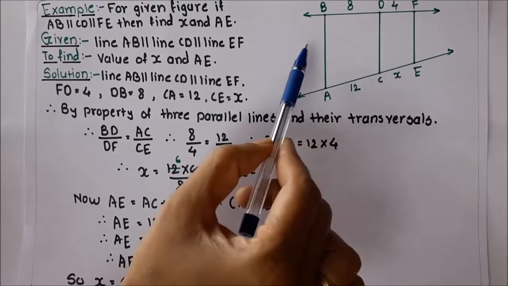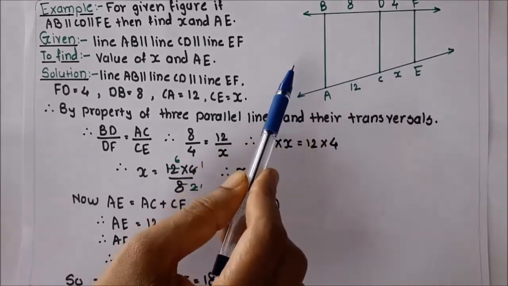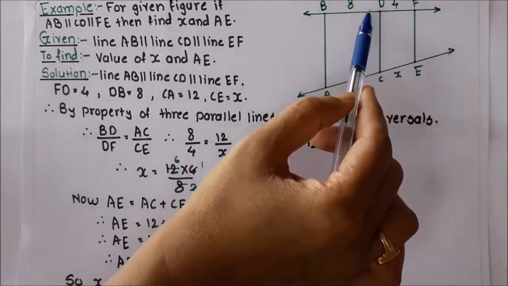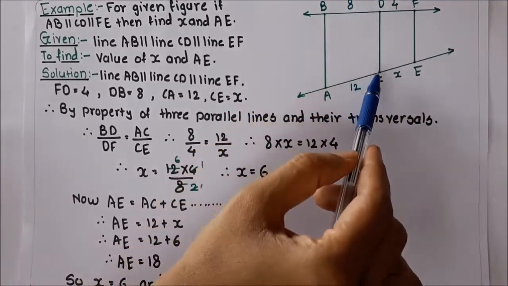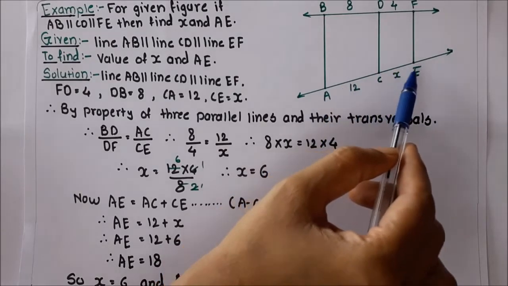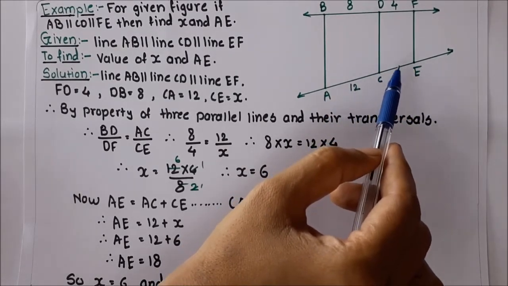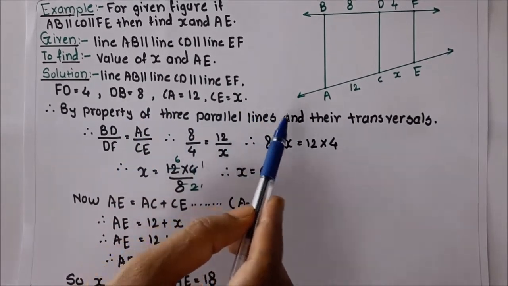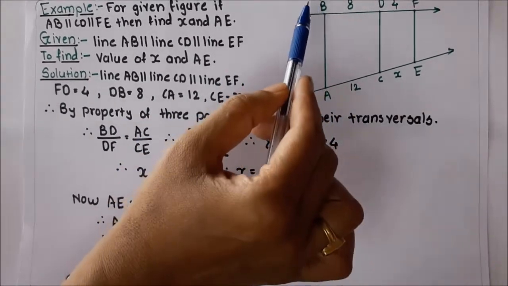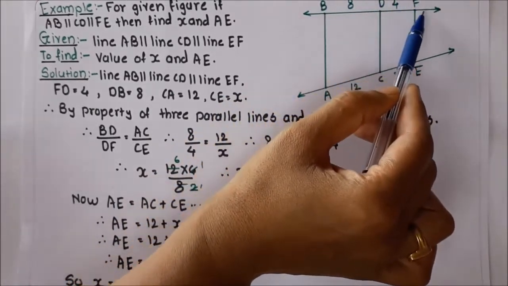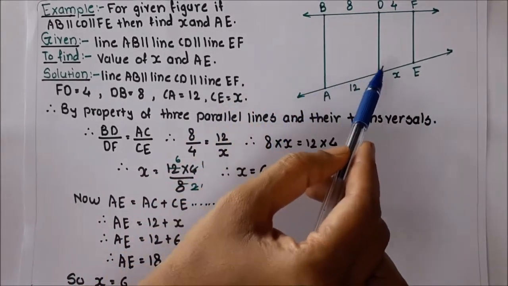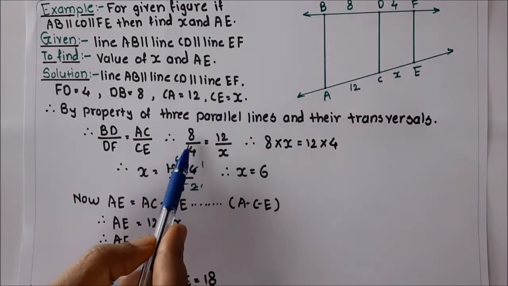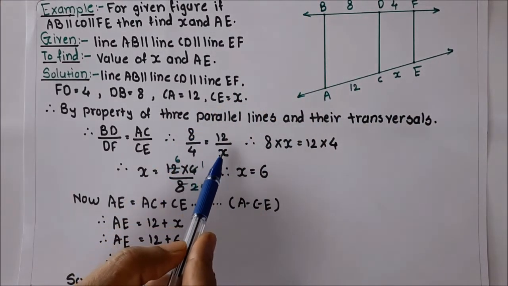All these three lines are parallel to each other, and here it is given that this FD part is 4, then this DB is 8, then CA is 12, and we have to find this part CE, that is X. Now by the property of three parallel lines and their transversal, you can see here BD upon DF is equal to AC upon CE. So we will substitute its values, that is 8 upon 4 is equal to 12 upon X.